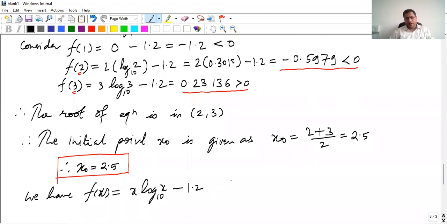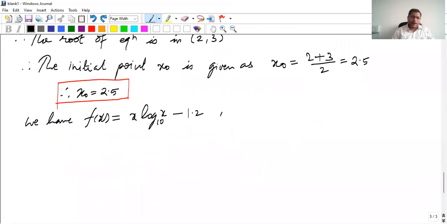So we have f of x equal to x log x to the base 10 minus 1.2. Here what we have to do is calculate f dash of x. To calculate f dash of x, first we need to understand this function itself. Whatever derivative we calculate, we calculate to the base e, the natural base. So we can write this function as f of x is equal to x into log x by log 10 to the base e, minus 1.2.